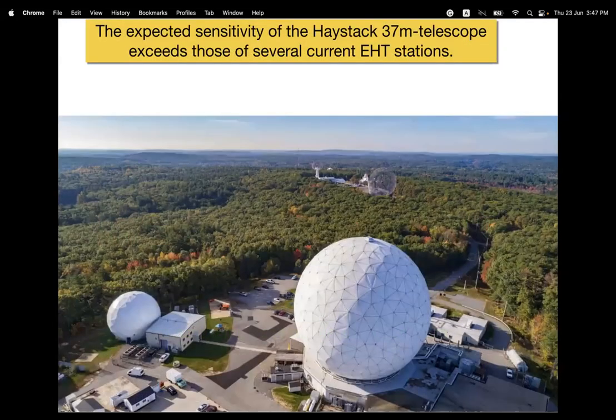And we'll start with it. Okay. So you can see the 37-meter inside that radome. Is that pointer working? Yeah, there we go.